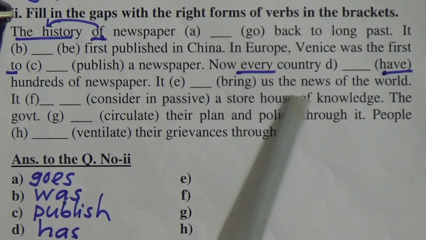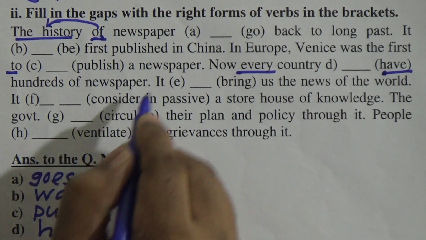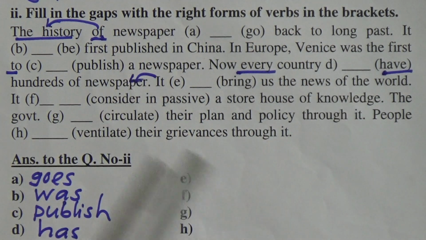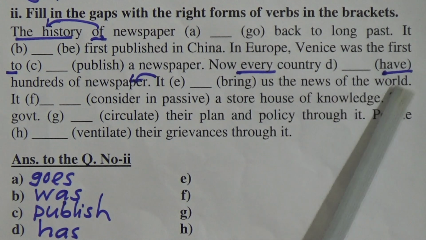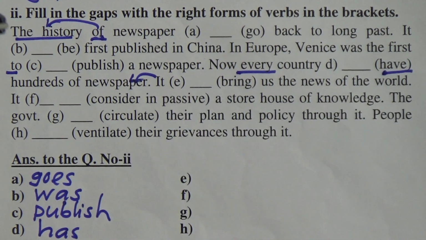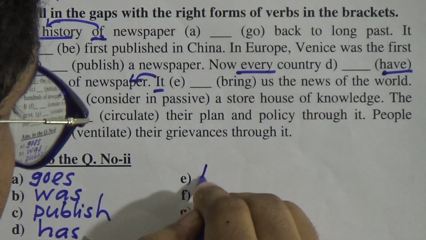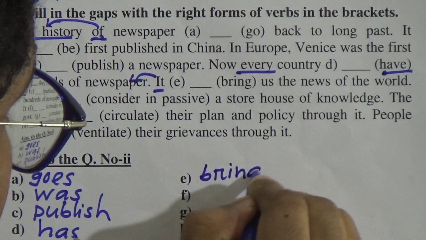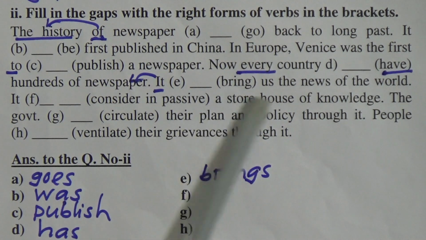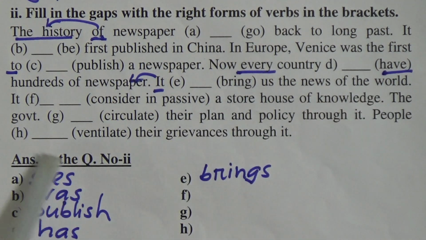It dash us the news of the world. So here it is the newspaper, okay? So it dash us the news of the world. This is present indefinite tense. It is third person singular number. So we have to add s or es after the verb. So it brings us the news of the world.